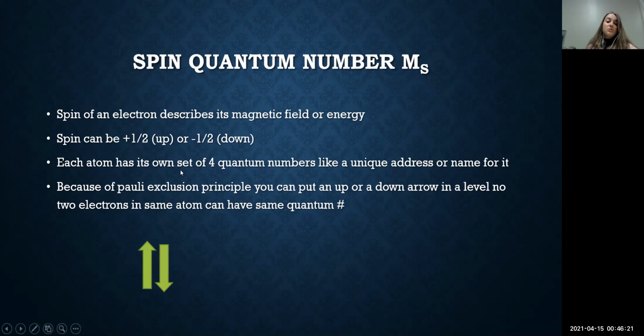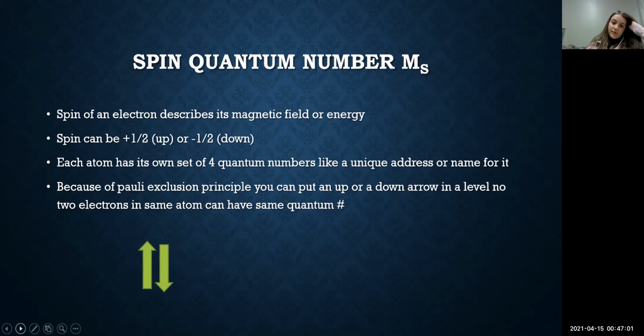But because of the Pauli exclusion principle, you can put an up or down arrow. So you can only put an up and a down. And no 2 electrons in the same atom can have the same set of quantum numbers. Because if you're connecting 2 atoms and they have the same, I think the same quantum spin number is what I meant to say there. If it's up and up, that violates the Pauli exclusion principle, because you need an up and a down for it to connect. So that's important to remember here.